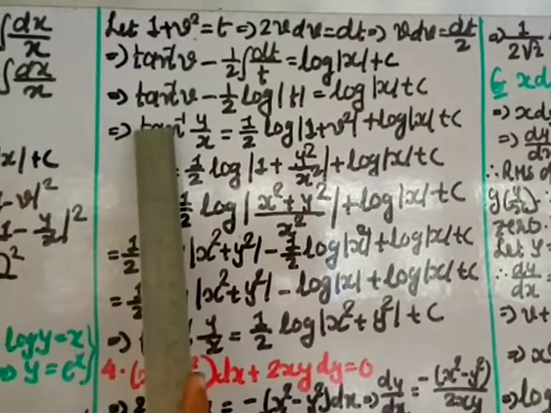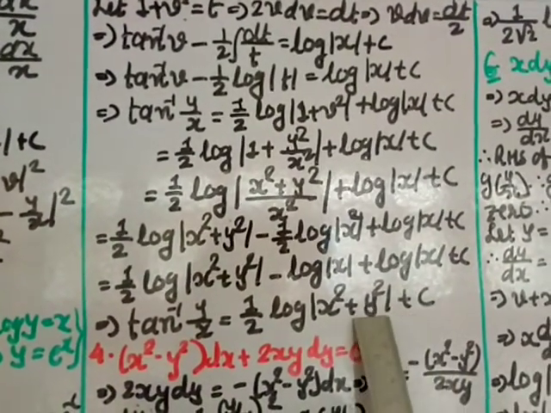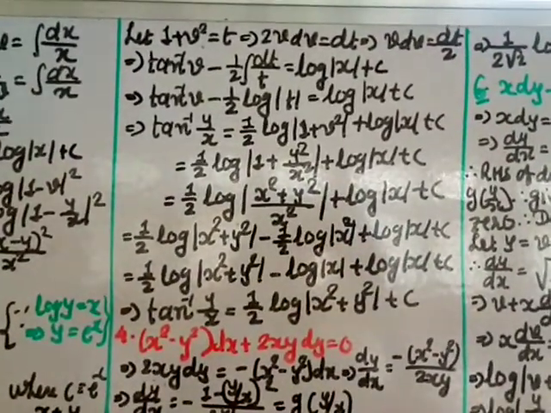So what you get, this side is tan inverse y by x equal to here 1 by 2 log (x square plus y square) plus c. This is already cancelled. So that is the solution for question number 3.